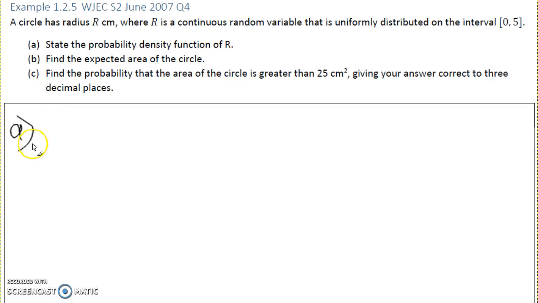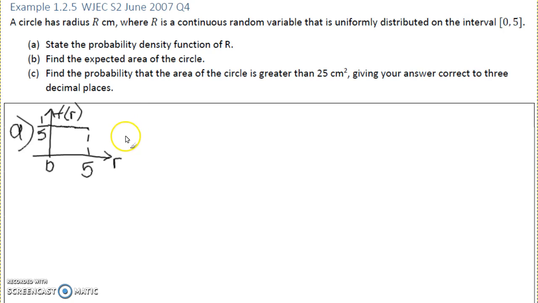Right, part A, state the probability density function. It's a uniform distribution between 0 and 5. So 0 to 5. So the height of the rectangle is going to be 1/5. R has been used, so I'm going to call that R, and that will be f of R. So that's what it would look like.